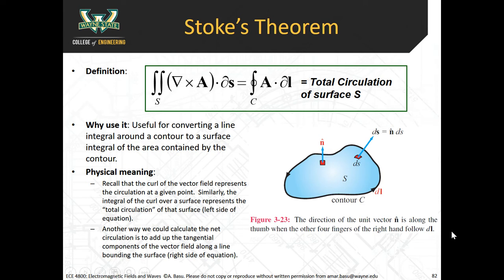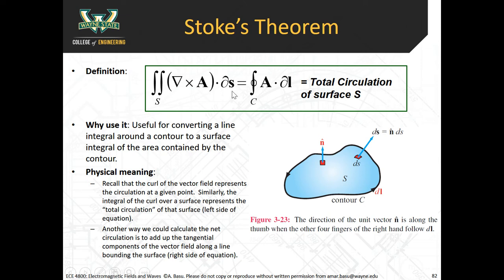You see how this arrow is tangent to the surface? At each point along this line, you're finding the component of the vector field that is tangent to the surface. The vector field can point in any direction, but you're only interested in the component that's tangent to the surface, because that's what causes that surface to rotate. So that's why it's A dot dl.